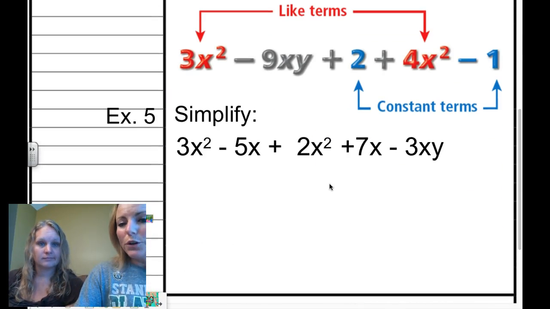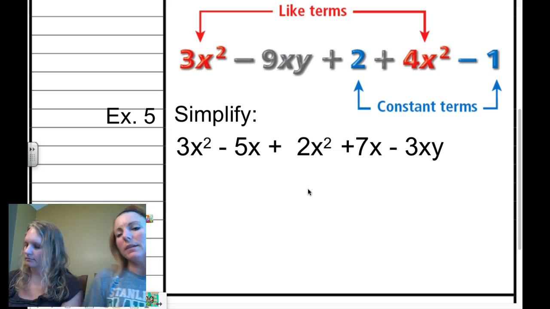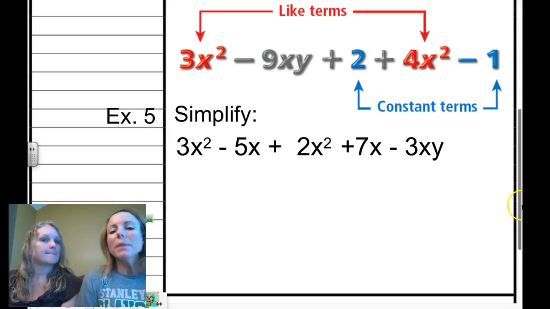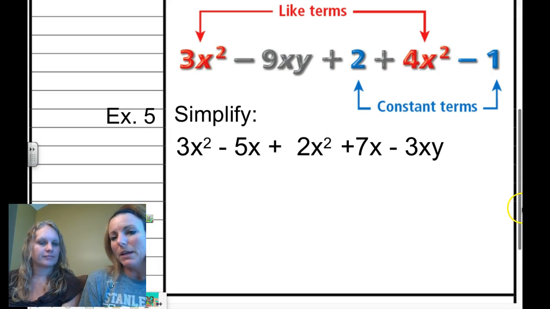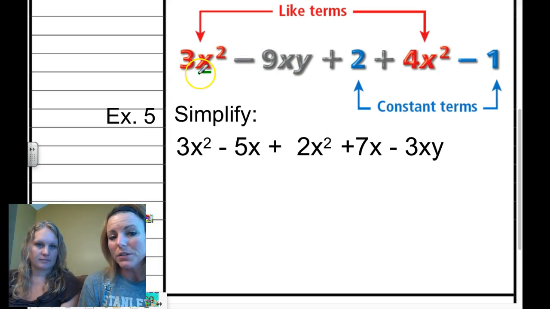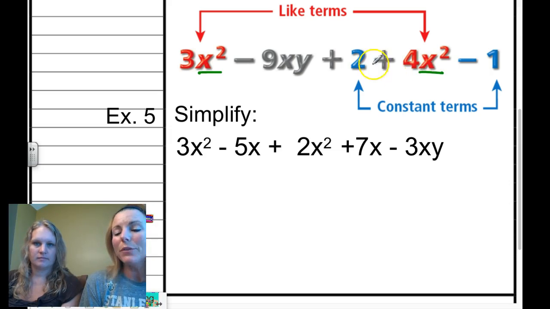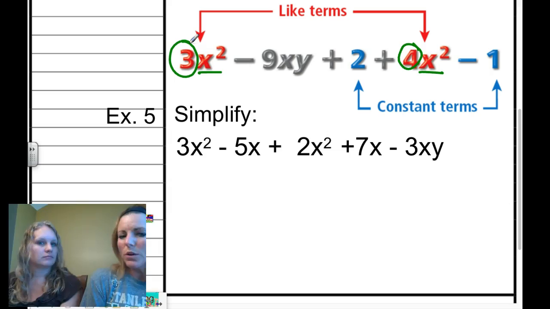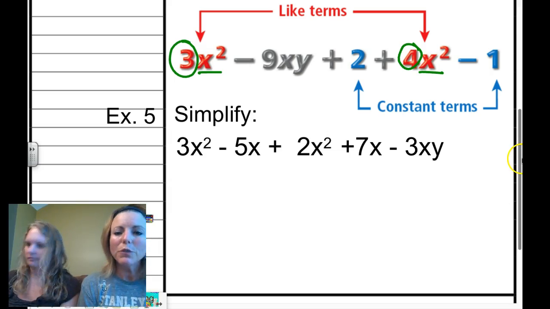Now we're going to go over like terms and constant terms, and basically it's really what Miss Boyd said at the beginning of the lesson. Notice the 3x squared and the 4x squared. The x squareds are the same. When that is the case, you add the coefficients in front. 3 plus 4 is 7. So why don't we just get going and do an example? All right, example number 5 we are on right now.